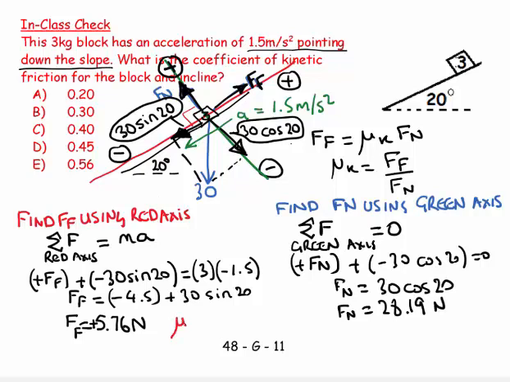And then I'll do this a little bit in the middle. Mu k is equal to Ff over Fn, which equals 5.76 over 28.19, which equals 5.76 divided by 28.19, which equals 0.20 is my answer.